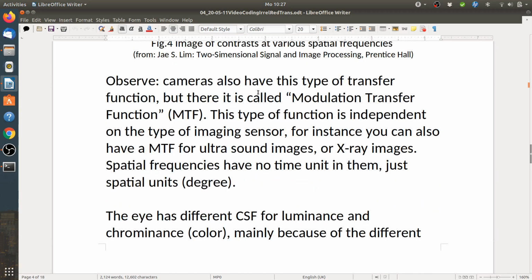For cameras, we also have this transfer function, but there it's called a modulation transfer function, MTF. This type of function is independent of the type of imaging sensor. For instance, you can also have an MTF for ultrasound images or X-ray images. Spatial frequencies have no time unit in them, just spatial degrees, which is the degree.